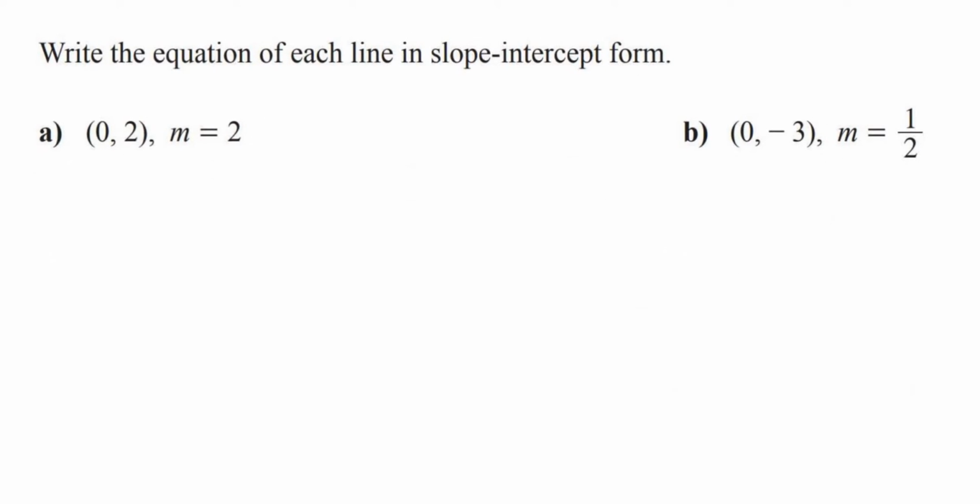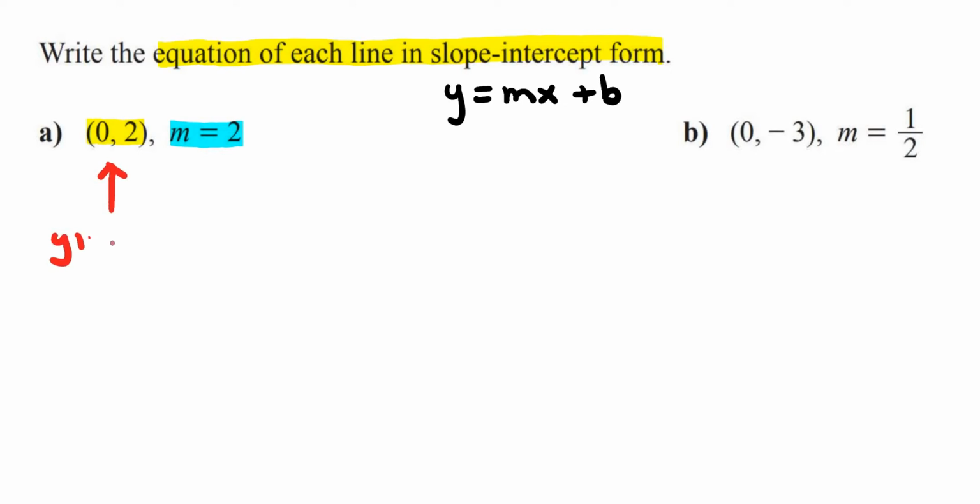For question number 9, I need to write the equation of each line in slope-intercept form. So slope-intercept form is y equals mx plus b. I'm given the point (0, 2), and I'm given that my slope is 2. For this question, there are a few ways you can do this. One thing you can recognize is that the point (0, 2) is actually the y-intercept, and we're also given the slope here.